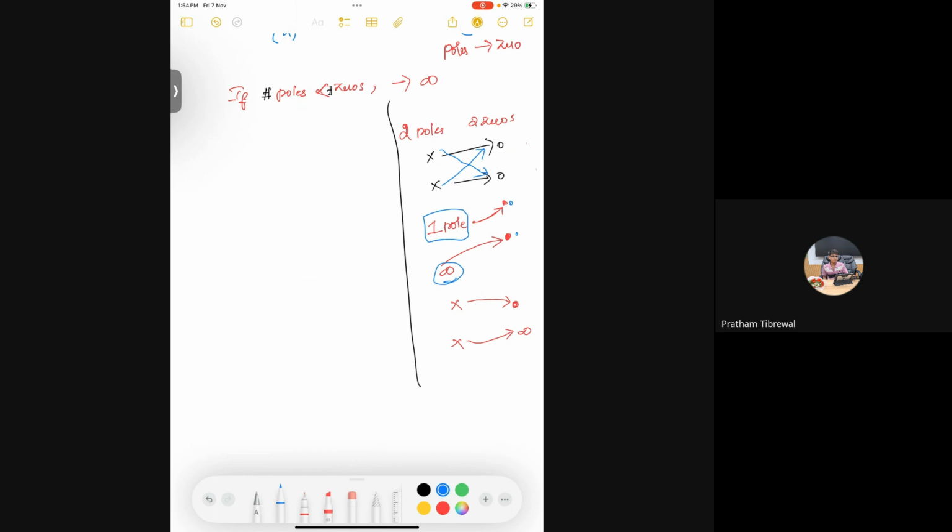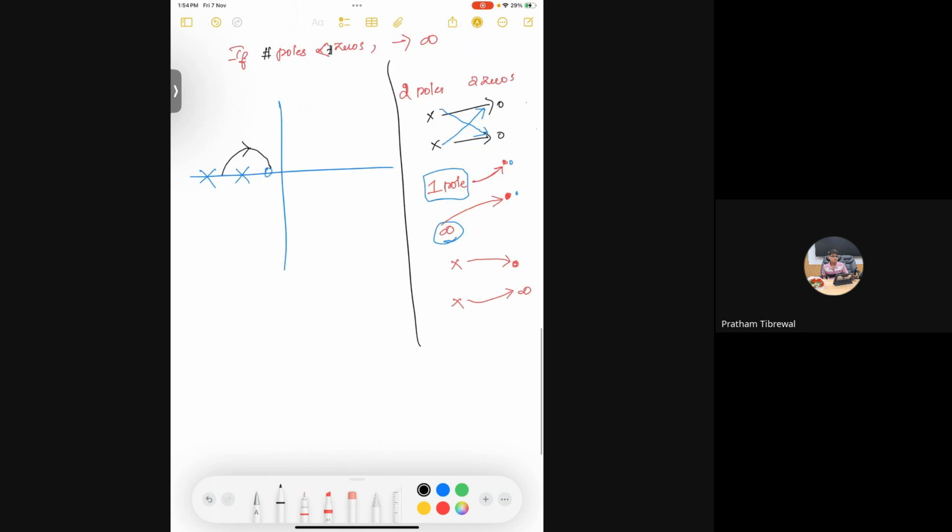For example, if I have two poles but I have only one zero, and my zero is here, a root locus can come from here to here. It always goes from poles to zero, so in this direction.